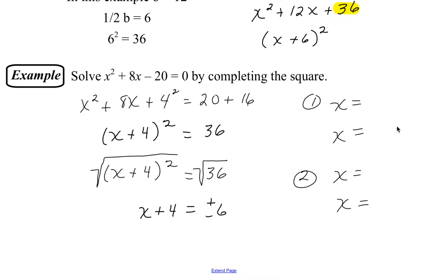So then we're going to split them, okay? We're going to say x is equal to negative 4 plus 6, and x is equal to negative 4 minus 6. I think I skipped a step down here. X equals negative 4, so we subtract 4 from both sides, plus and minus 6. And that's where you split those. And then just add these together. Negative 4 plus 6 is positive 2, and negative 4 minus 6 is negative 10. So those are our two solutions to the quadratic equation.